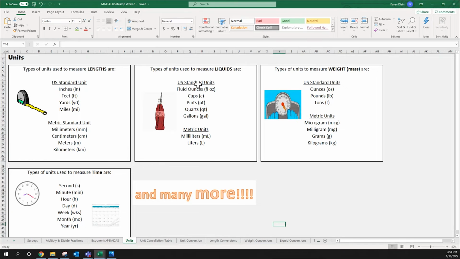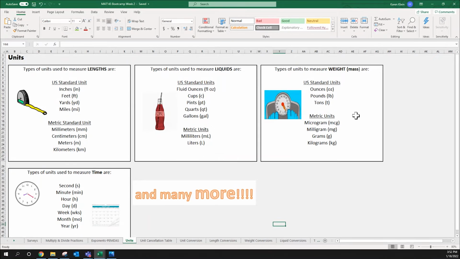We can also measure liquids, meaning the amount of space that's taken up, very similar to a volume, but we're looking at fluid ounces. So that is one way to measure a liquid, a fluid ounce. Cups measure liquids. And we know cups can also measure non-liquids as well, but in this context, cup is going to represent a liquid. A pint is a measure of a liquid, a quart, a gallon. And in the metric standard unit, we have liters, milliliters, and so forth.